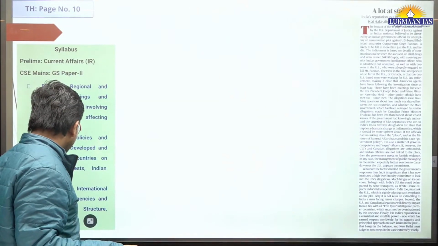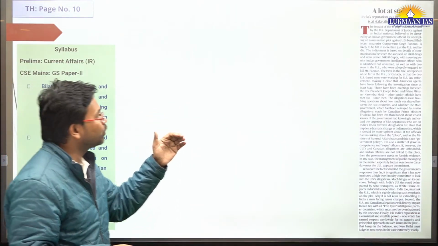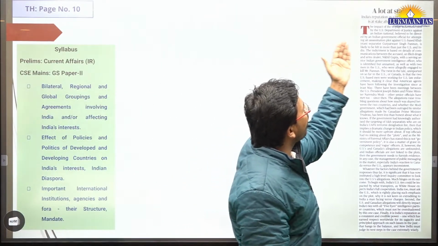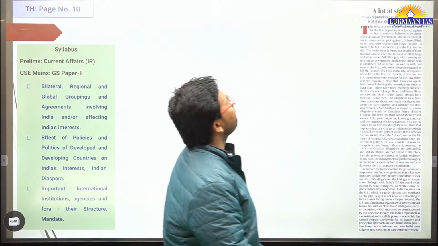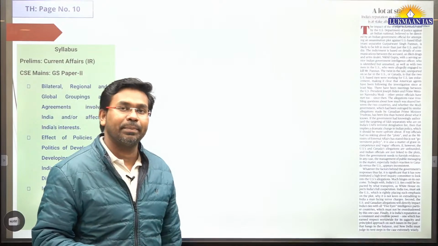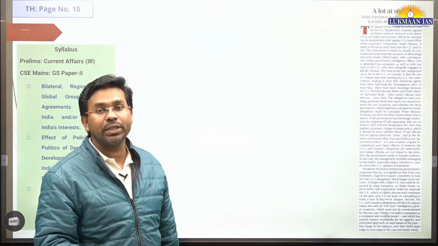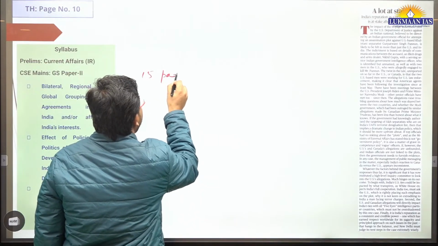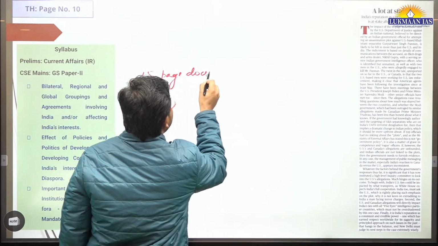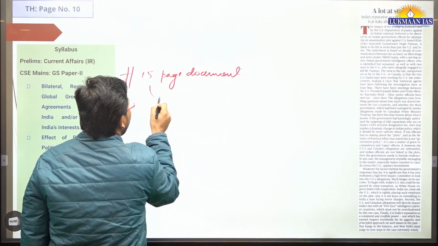With this, we are quickly going to move to another article, so that we can end soon. This article says, A Lot at Stake. India's reputation as a principled power is at stake after the indictment. So what has happened recently? The Department of Justice of the United States of America has released a 15-page document. What have they mentioned in that document?